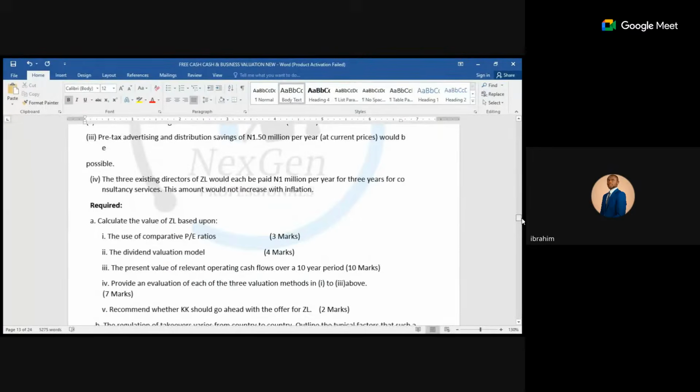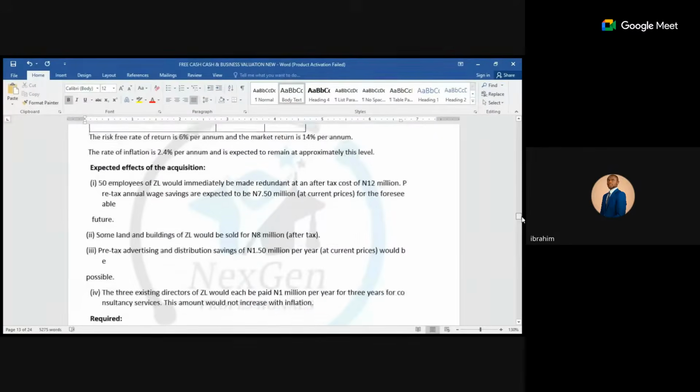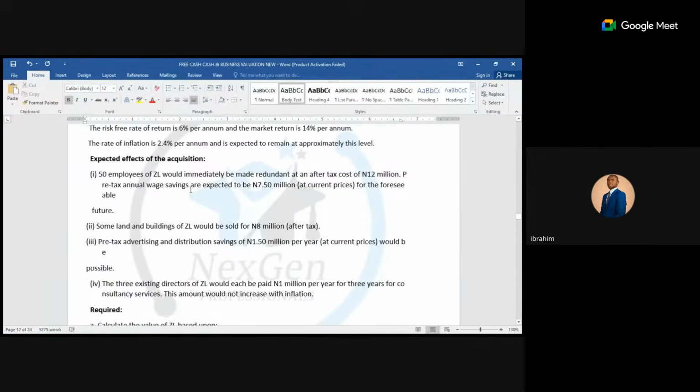Where we have the pre-tax annual wage savings expected to be 7 point. Now, I want to remind you of our money and real terms. You have a redundancy fee of 12 million. Is this redundancy fee in money term or in real term, class?